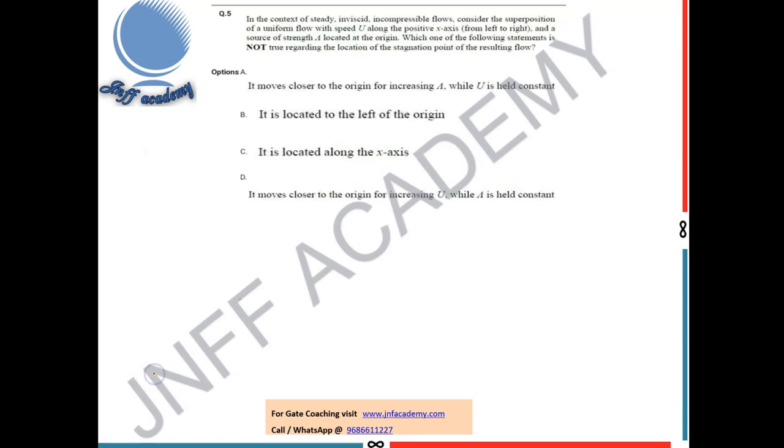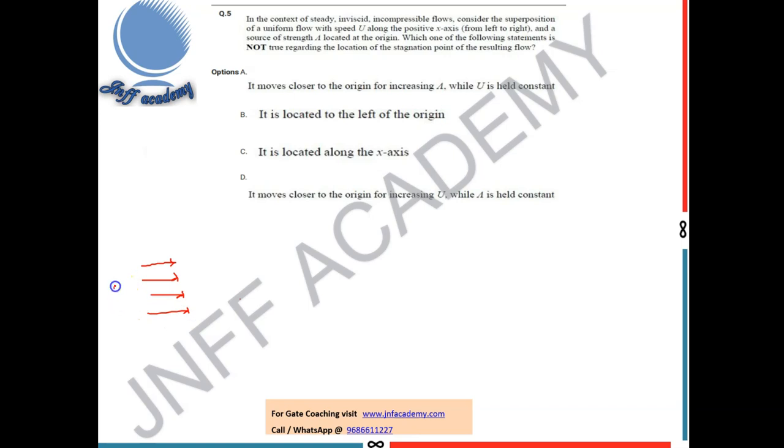So the first question is, yes, a very good conceptual question. It is given in the question that there is a steady inviscid incompressible flow, the superposition of a uniform flow with a source, and the flow is coming along the positive x direction. So let's first try to visualize this picture. What is given is a uniform flow that comes like this.